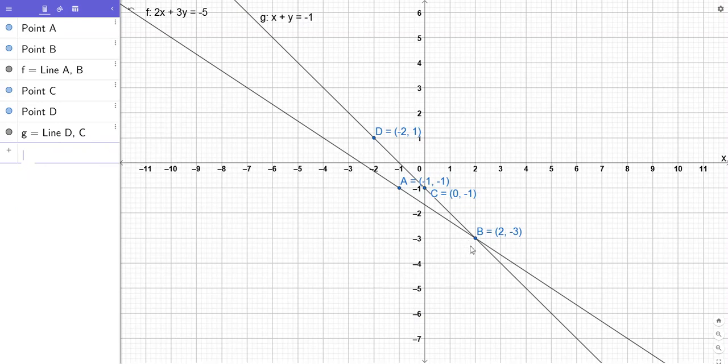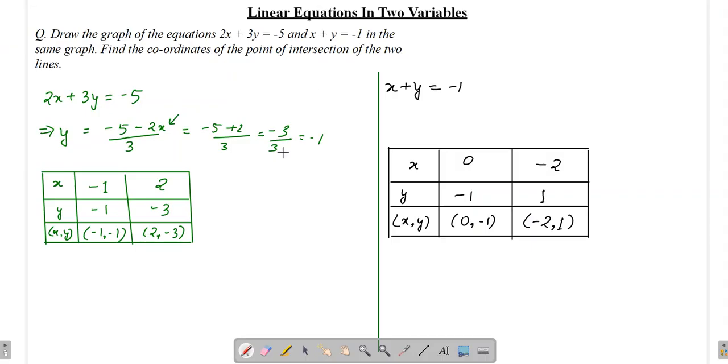Now you can see both of them are passing through the point 2 comma -3. So their point of intersection is 2 comma -3. The question was asking to find the coordinates of the point of intersection of the two lines. So that is 2 comma -3. This is how we can find their point of intersection also.